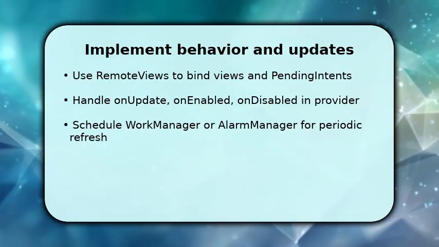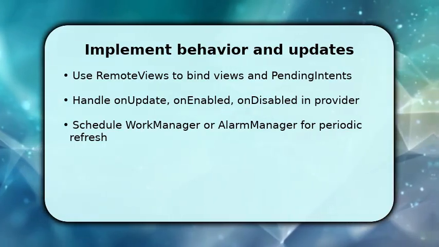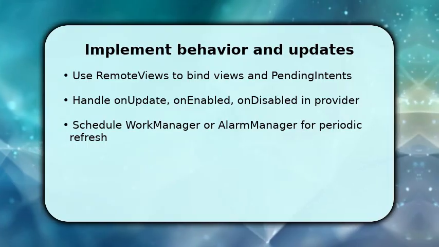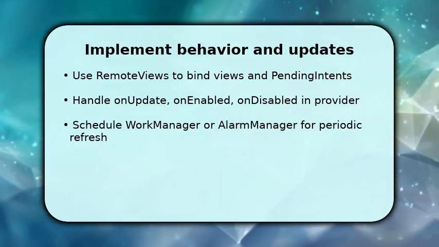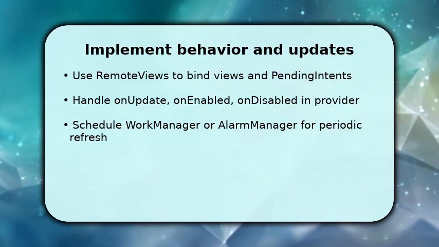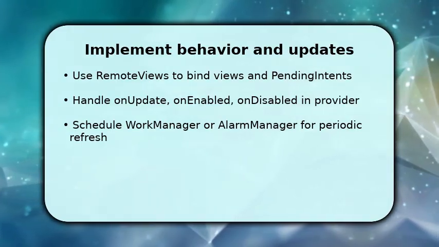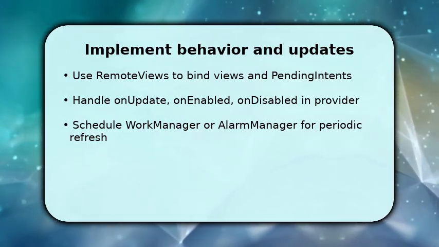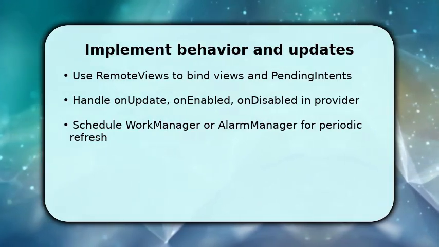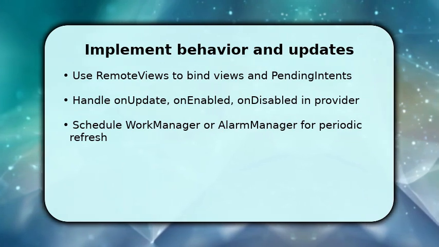On update, build remote views and set click handlers with pending intent for activities or broadcasts so the widget responds to taps. Use a background task, WorkManager preferred for reliability, to fetch data and call AppWidgetManager.updateAppWidget. Once done, manage lifecycle callbacks: on enabled to start recurring work and on disabled to cancel it.